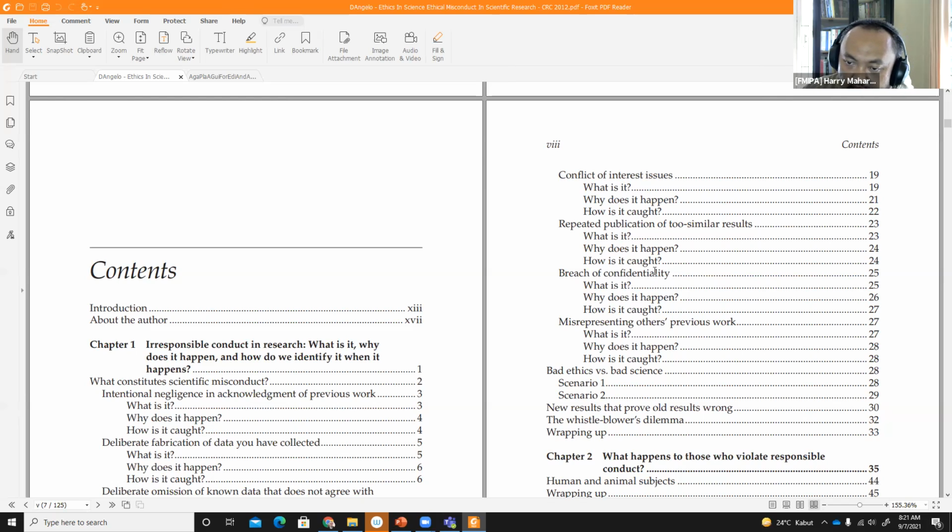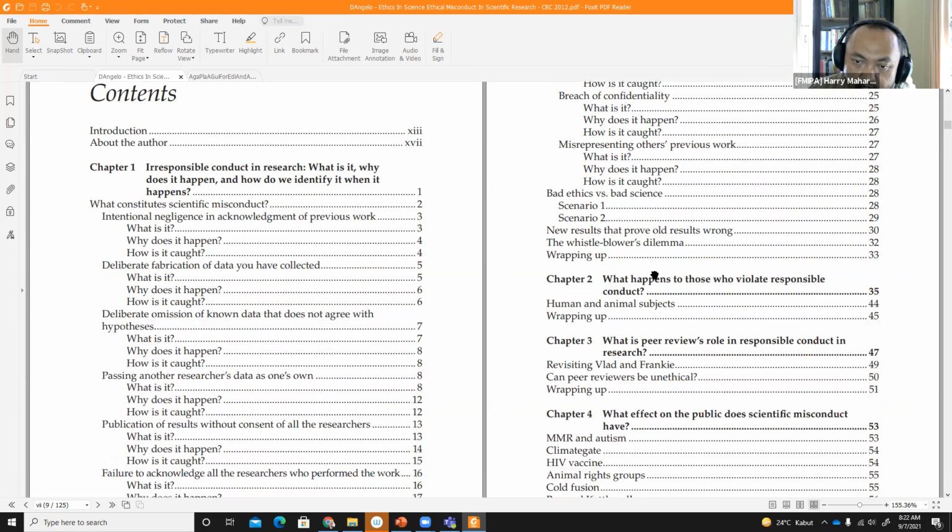And then misrepresenting other previous work. So for example, you misquoted, or you make some kind of projection of someone else's ideas, or you misinterpret, or you mistranslate, or you actually didn't understand what the original author said, but you make your own definition and make it sound like the original author said something that is not the original one itself. Okay, so that is basically misrepresenting other previous work.